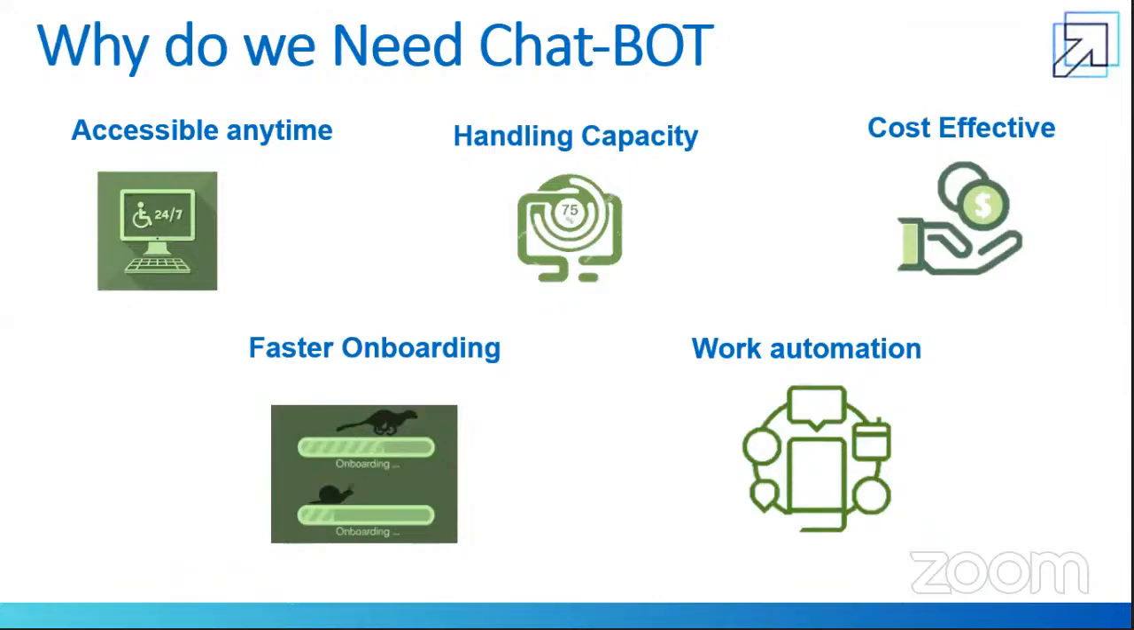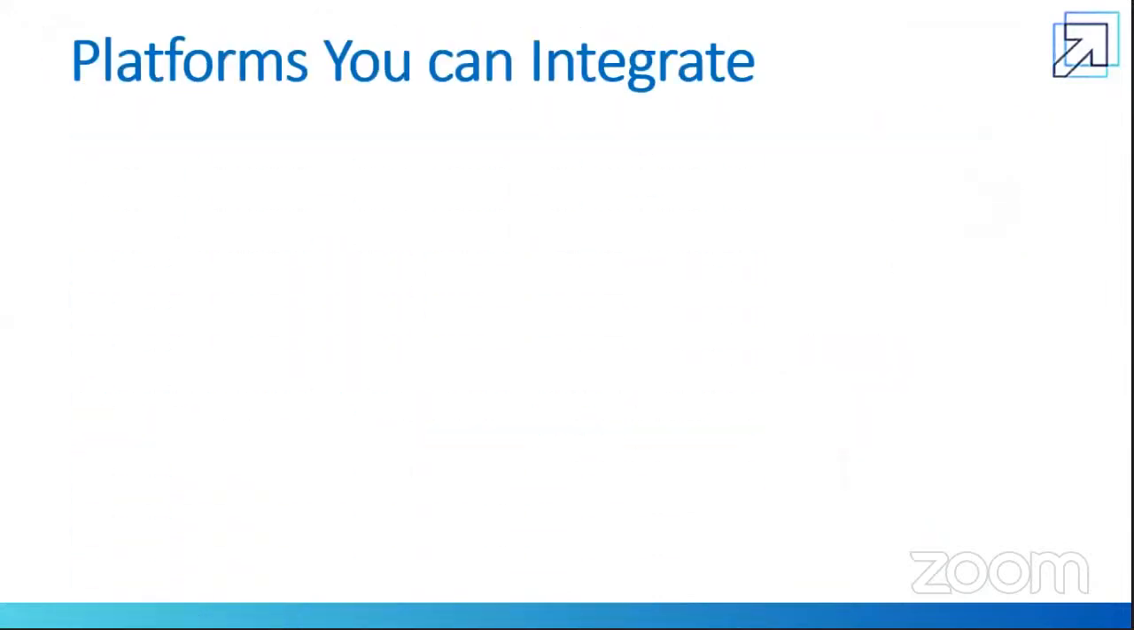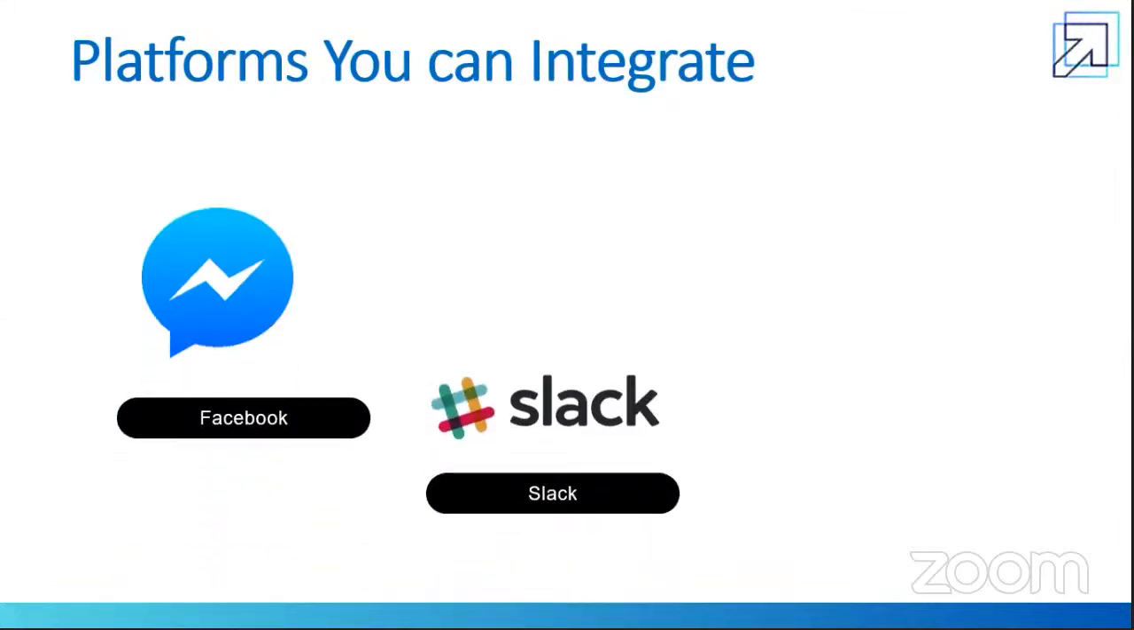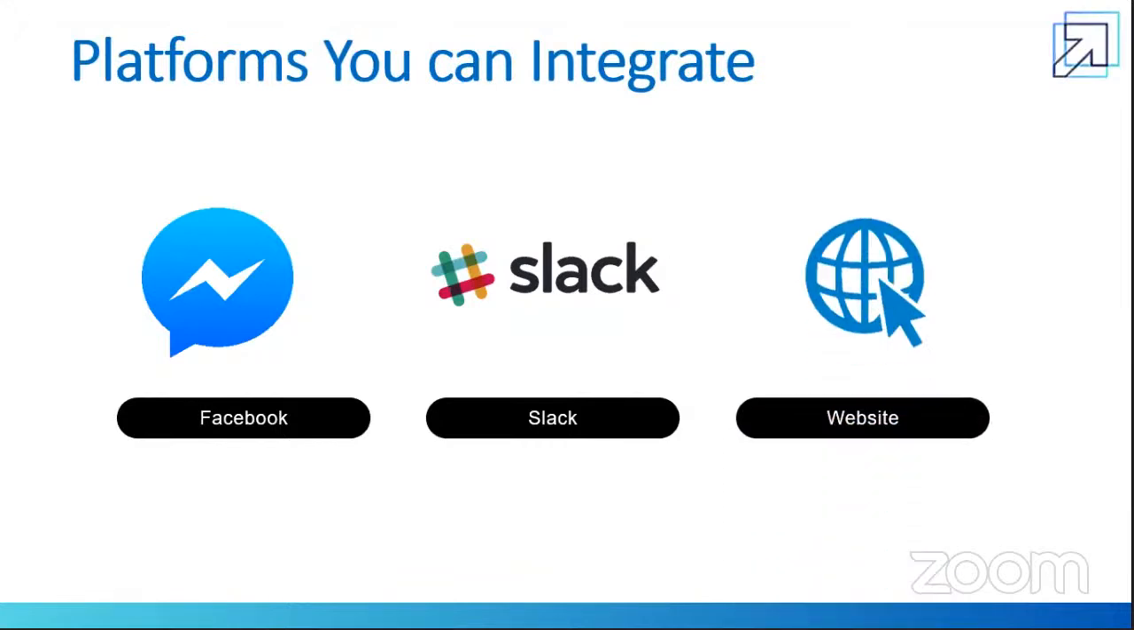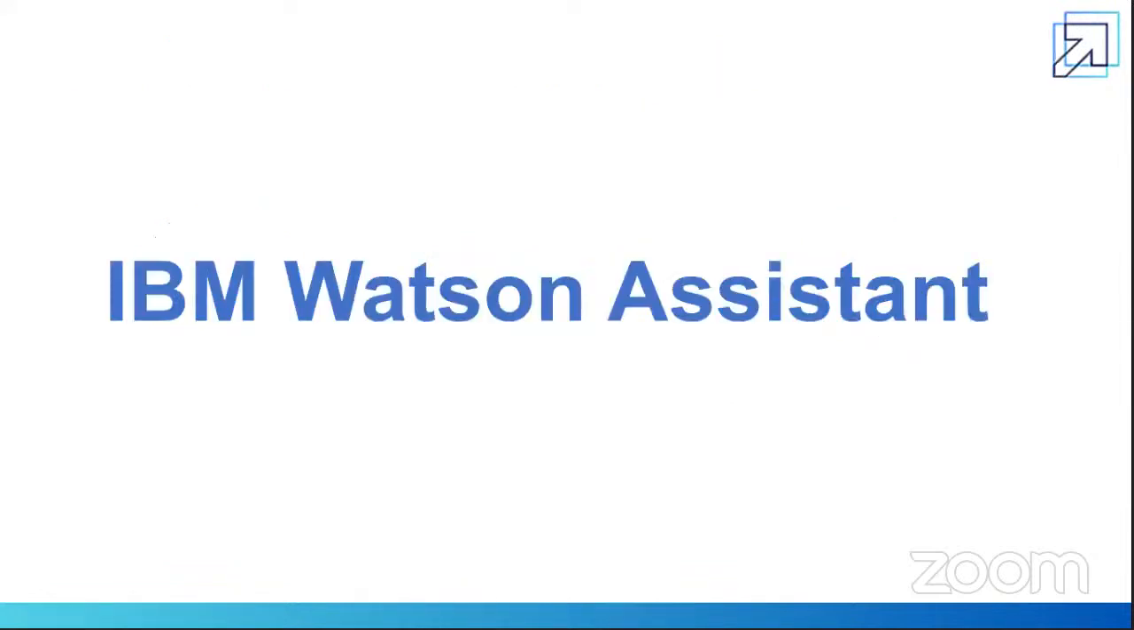Now the question arises, how do we build a chatbot? So there are different kinds of cloud services which provide conversation services with which you can build chatbots, and these chatbots can be integrated with Facebook, with a Slack channel, or with a website. So with any of these platforms you can integrate the chatbot. Likewise, IBM also provides a conversation service, which is called Watson Assistant.